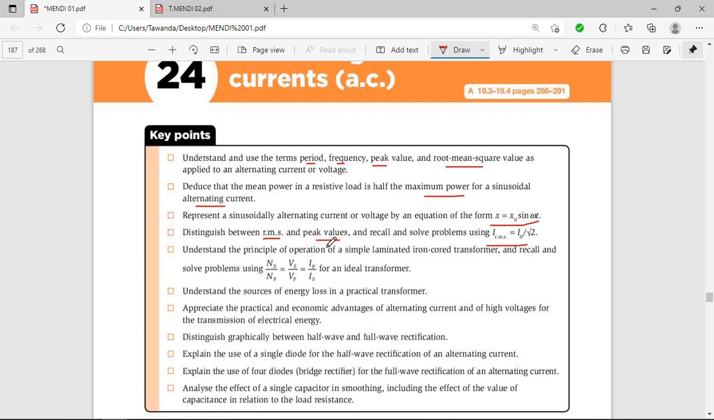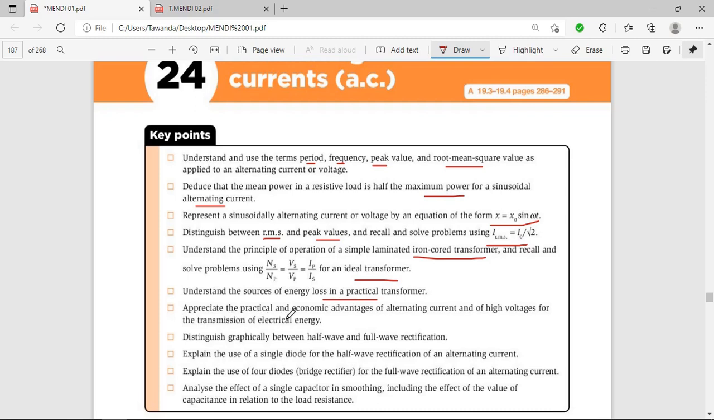You need to understand the principle of operation of the simple laminated iron core transformer and recall that for an ideal transformer, the number of turns in the secondary coil divided by the number of turns in the primary coil is equal to the voltage in the secondary coil over voltage in the primary coil, which is also equal to current in the primary coil over current in the secondary coil. You also need to understand the sources of energy loss in a practical transformer.